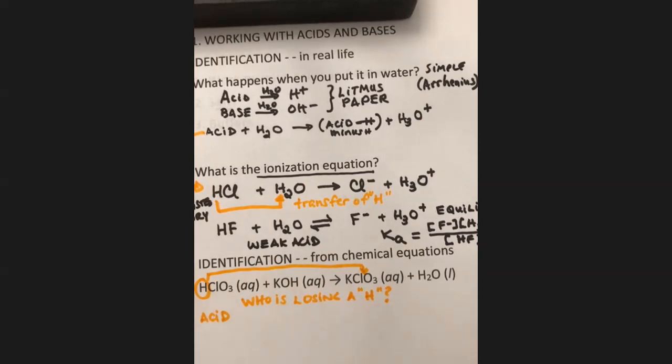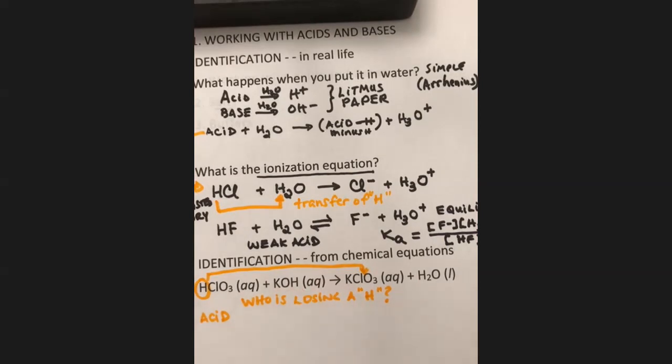Right? That's how I find who the acid is. I just look at which of the reactants lost a hydrogen, and that's my acid. And so by definition, the other one is the base. In this case, specifically in the Bronsted-Lowry equations, it's not the KOH overall, it's actually the hydroxide ion.